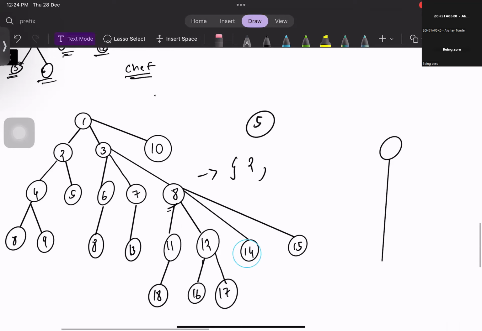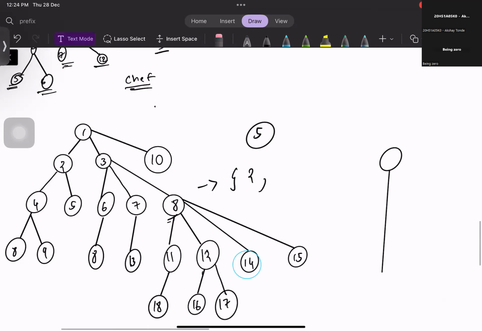So in case Chef's time to reach a particular node is smaller than or equal to the time that people take to reach that node, then we can say that Chef can tag that group of people, which is 5.